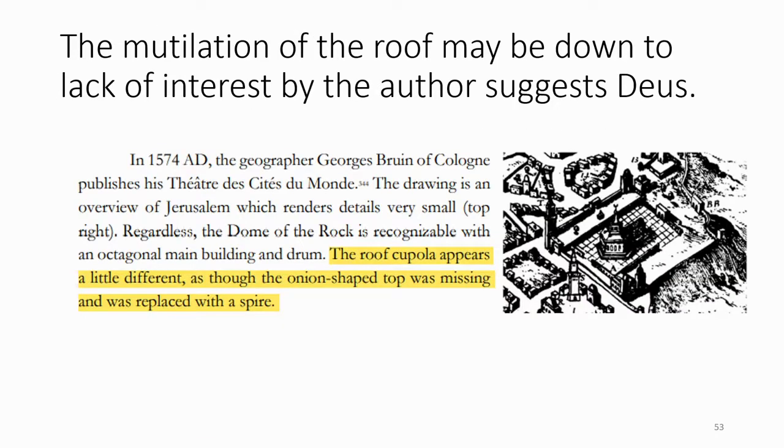In 1574 AD, the geographer Georges Brun of Cologne publishes his Théâtre des Cités du Monde. The drawing is an overview of Jerusalem which renders details very small. Regardless, the Dome of the Rock is recognizable with an octagonal main building and drum. The roof cupola appears a little different, as though the onion-shaped top was missing and was replaced with a spire.